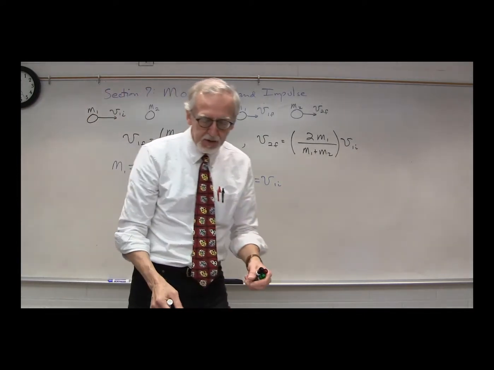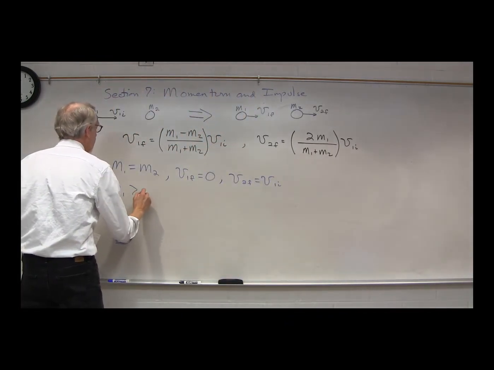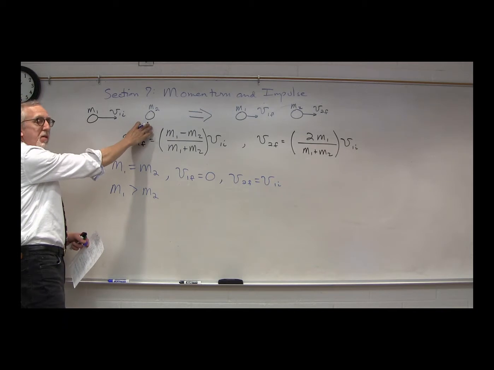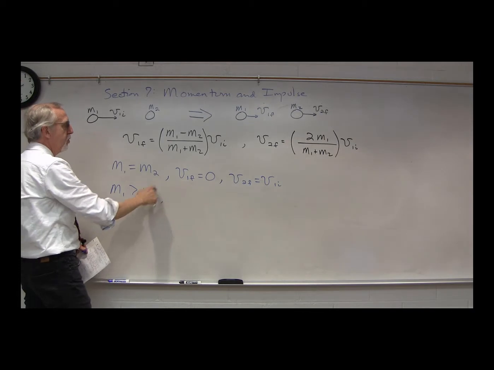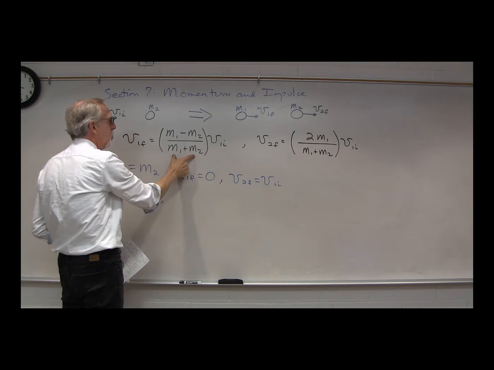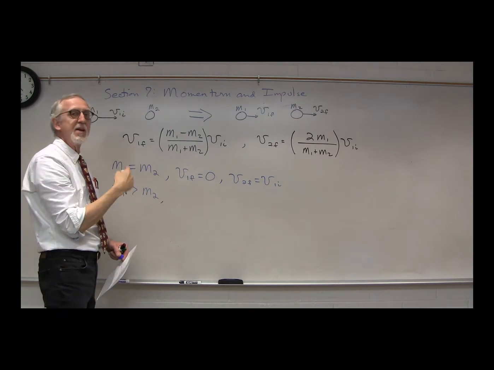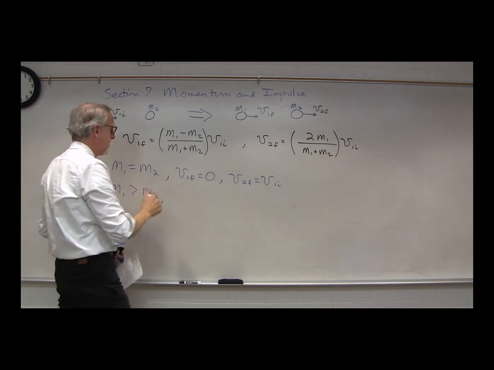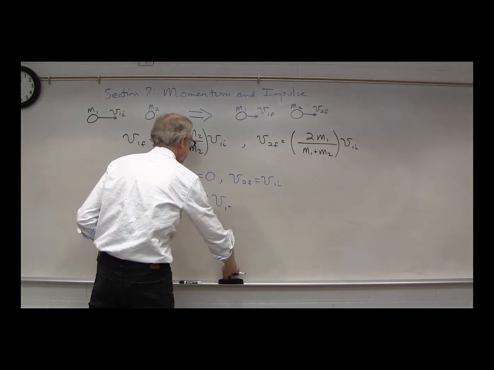All right, let's try another one. Let's imagine that M1 is greater than M2. So let's imagine that M1 is a bigger ball than M2, for example. What do we end up with? Well, if M1 is bigger than M2, we subtract M2 from M1, we get a smaller value here. We have a bigger value in the denominator. We have a smaller value divided by a bigger value. We get a number less than 1. We're going to end up with V1 final less than V1 initial.